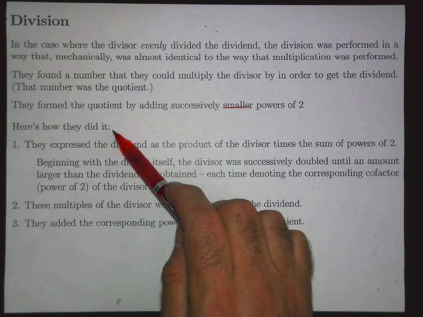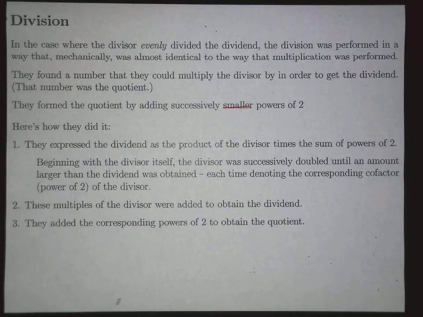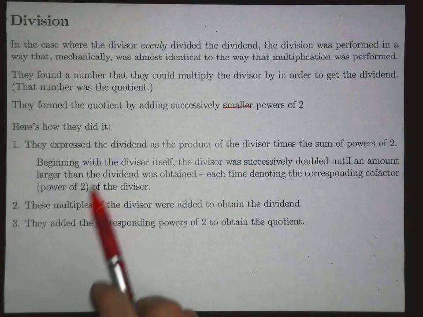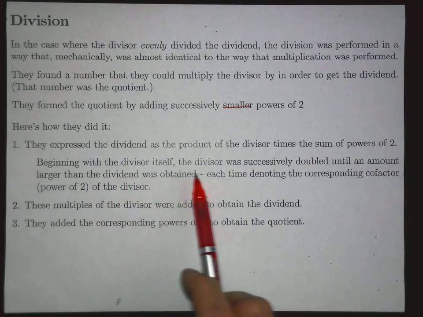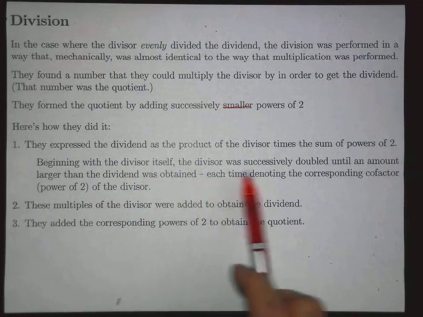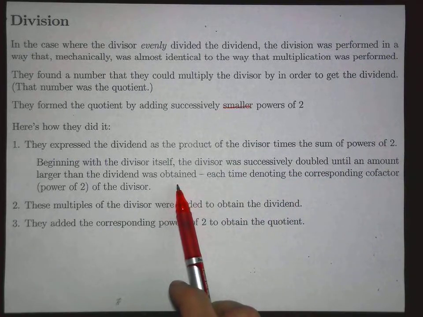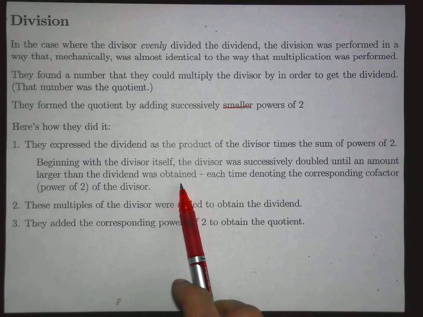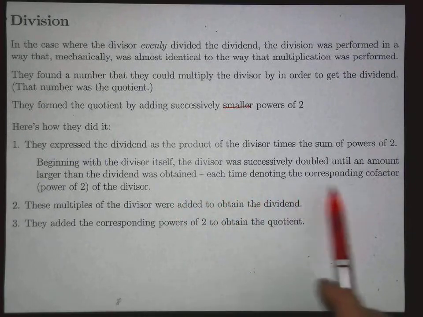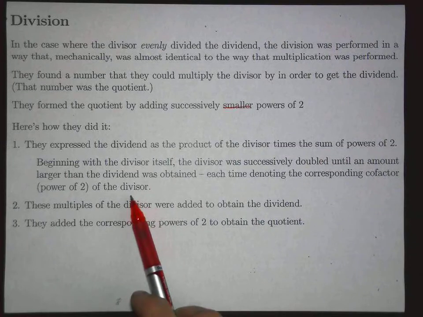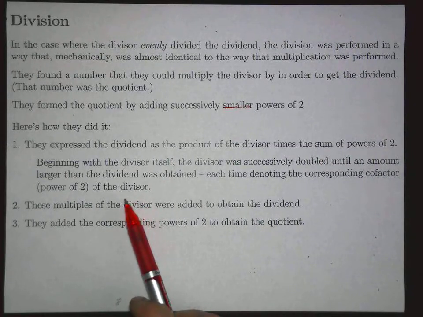Now, here are the details. Here's how they did it. They expressed the dividend as the product of the divisor times the sum of powers of 2. And how did they do that? Well, beginning with the divisor itself, the divisor was successively doubled until an amount larger than the dividend was obtained, each time denoting the corresponding cofactor or power of 2 of the divisor.